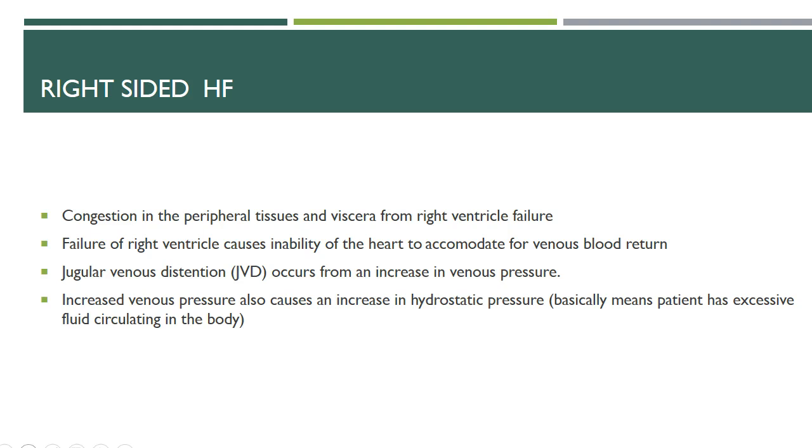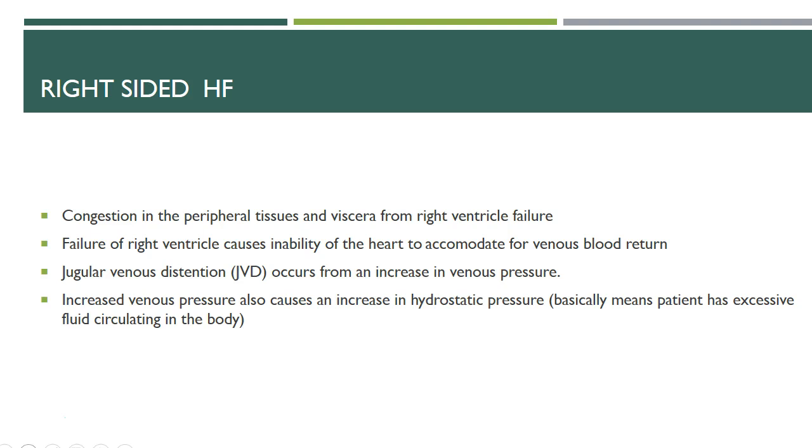You have right-sided and left-sided heart failure. Right-sided is going to be dealing with the periphery, the peripheral systemic circulation, and left-sided is going to be dealing with pulmonary. So with right-sided, you're going to have congestion in your peripheral tissues and your viscera from right ventricle failure, but you're not going to have right ventricular hypertrophy. The failure of this right ventricle causes an inability of the heart to accommodate venous blood return.